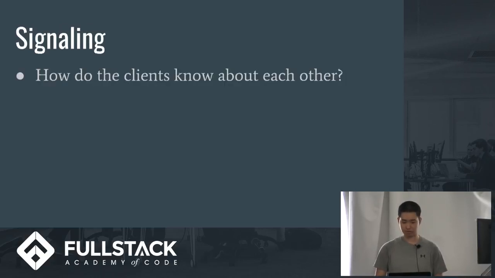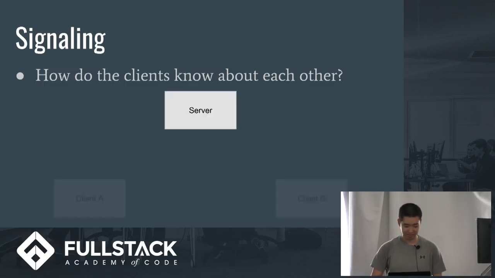So how do these clients even know about each other? How does it know which client it is connected to? If you haven't noticed, it's at the title, it says signaling. So that's how it knows.